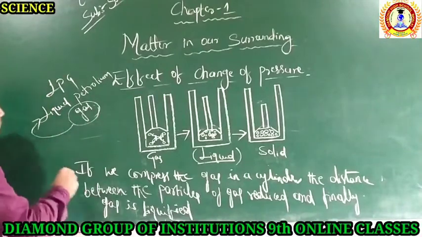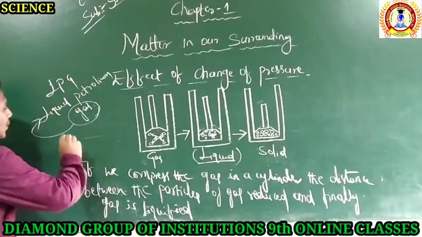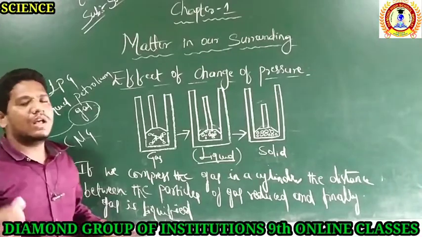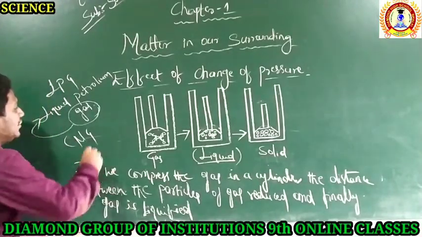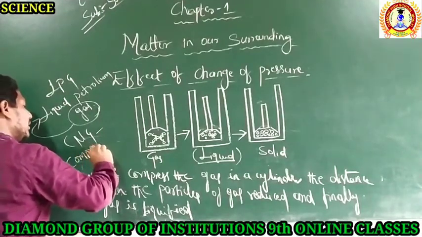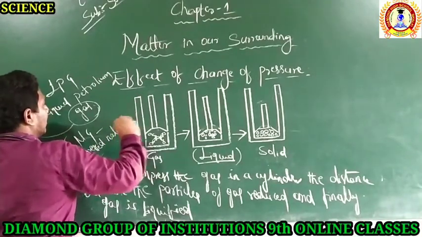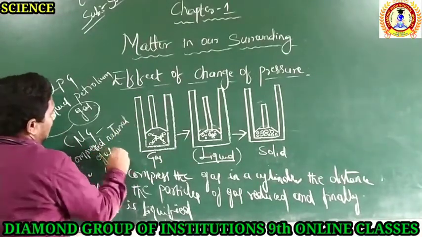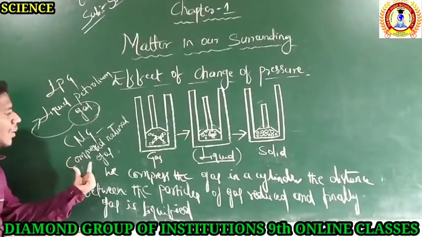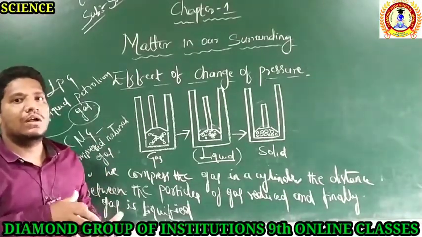One more is used for domestic purposes, like vehicles now. Which gas are we going to use? CNG. Most vehicles nowadays use CNG. What is meant by CNG? CNG is nothing but compressed natural gas. Again, the meaning is that the natural gas is compressed and as a result it is liquefied.